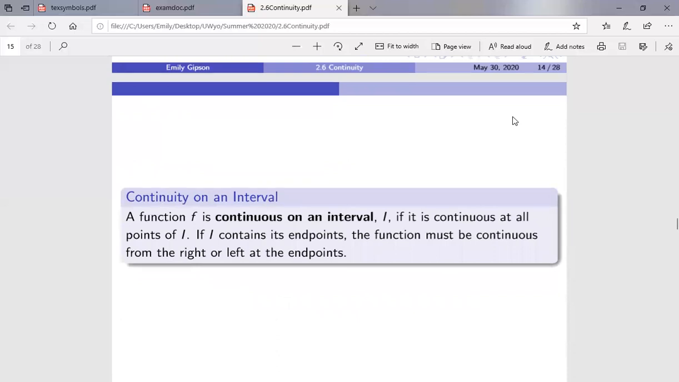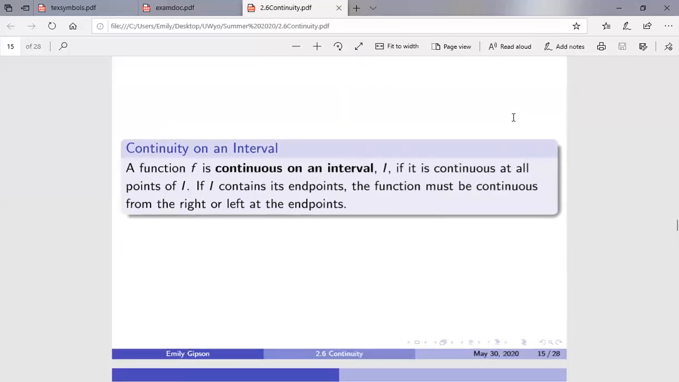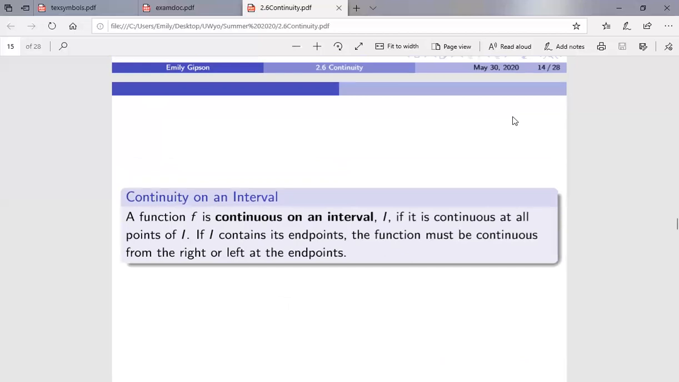So we've talked about continuity at a point, and it's tempting to ask, well, what's the continuity of a whole line or a part of a line? That's called continuity on an interval. A function f is considered continuous on an interval I if it is continuous at all points of I. If I contains its endpoints, the function must be continuous from the right or left at the endpoints. And I've got a few diagrams to help show us what this means.